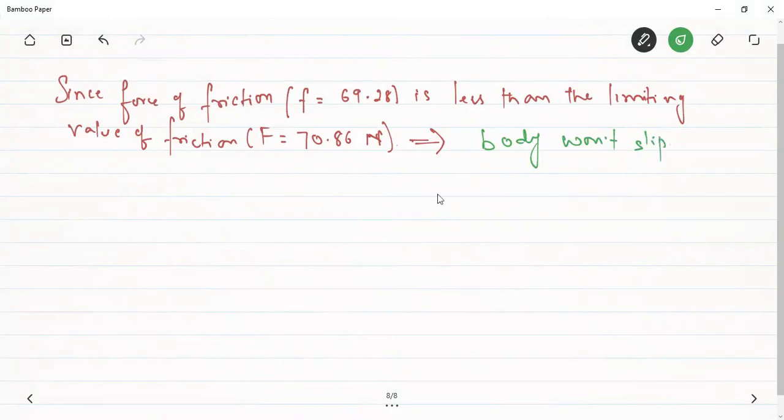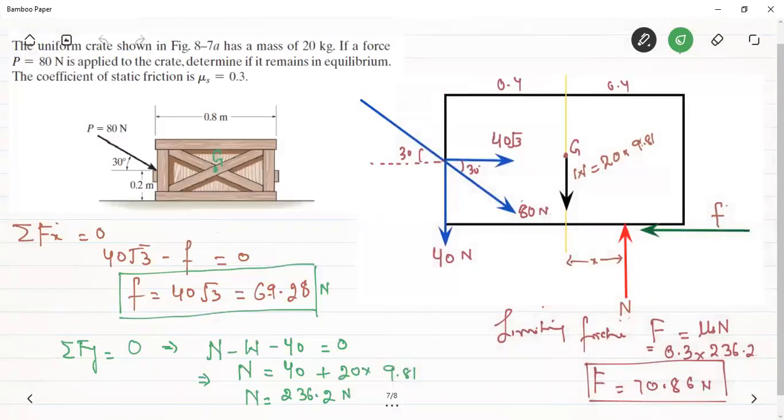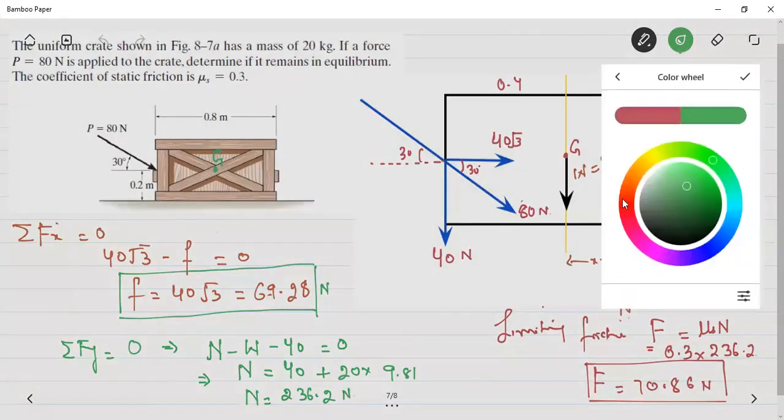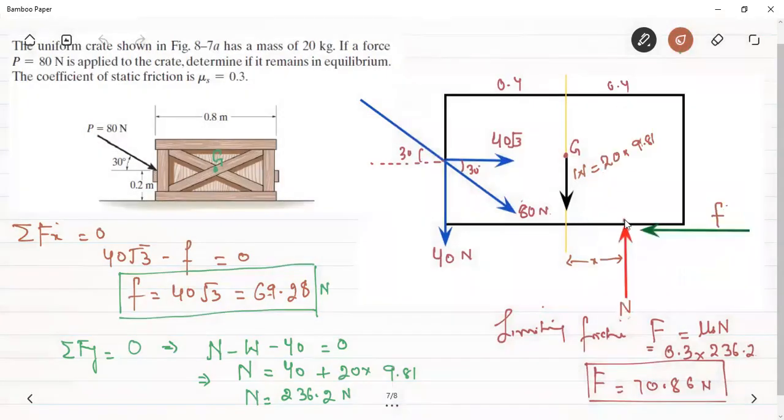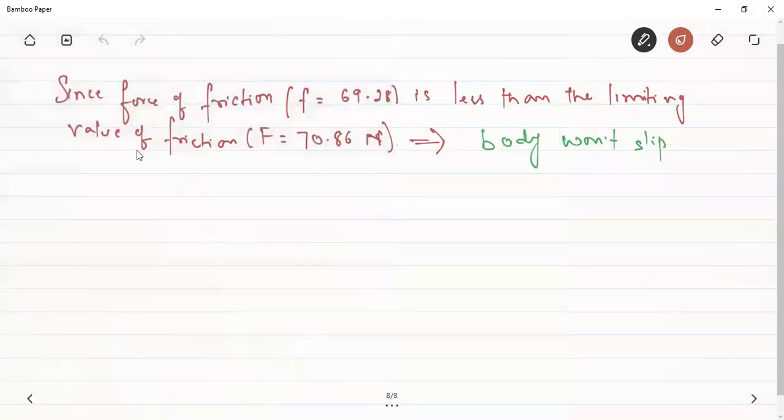Now, how can we check whether the body is tipping or not? That can be checked by finding the value of x. If x is within the range of 0.4, then we can conclude that the body isn't tipping. So for that, if this is the point A, let's take the moments about point A. The summation of the moments about point A has to be 0.